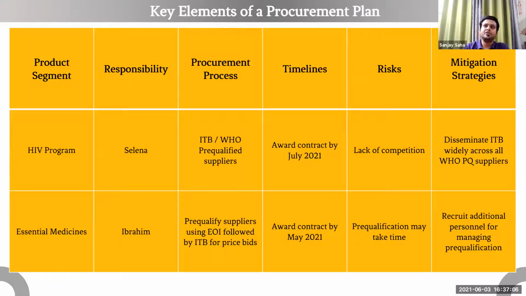Because some products may be available locally, you may go for direct local RFQs or maybe ITBs depending on your budget allocation. There may be some products where you need to do international bidding. On top of that, there may be some products where you can only do bidding amongst the pool of pre-qualified suppliers. For example, the HIV program. There is a mandate if you're using Global Fund money, and most countries here are using Global Fund money to purchase HIV/AIDS products, that you need to purchase from WHO pre-qualified suppliers.